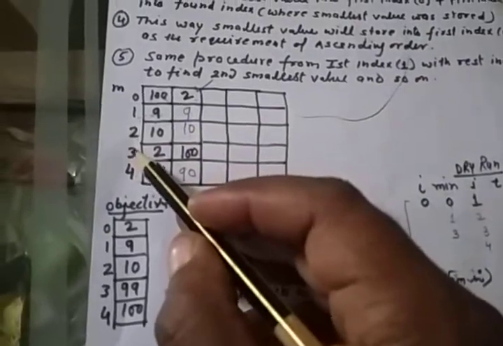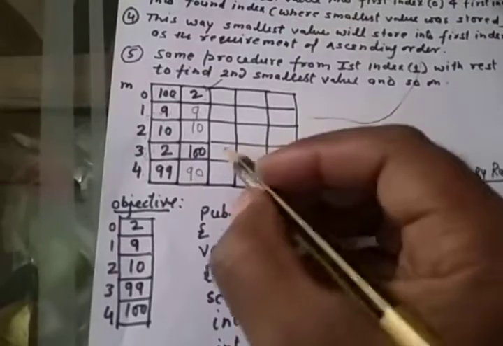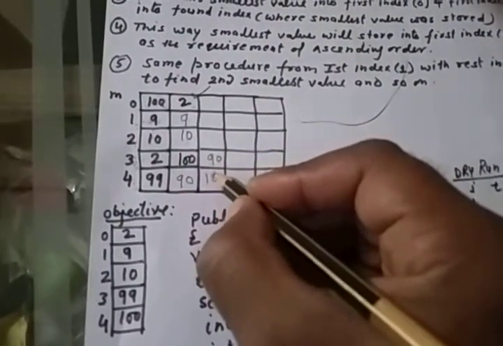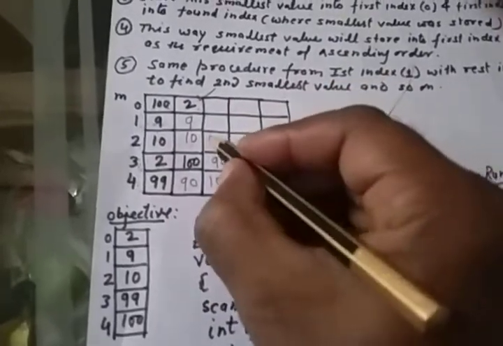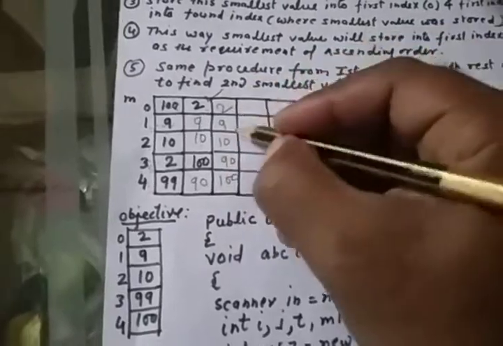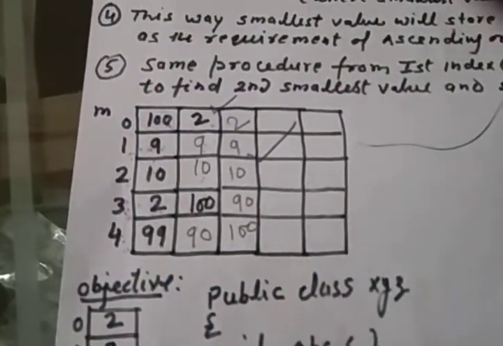Then we will compare 3 and 4. In this case, 90 will come here and 100 will come here. So this way, in the third pass, the whole array will be arranged in ascending order, and this array will be printed. Okay, correct?